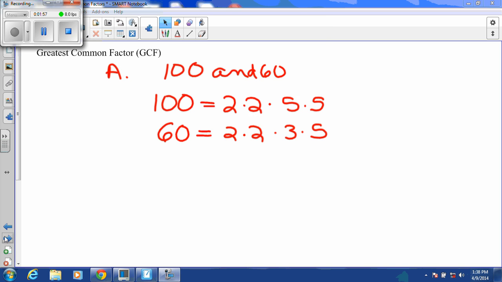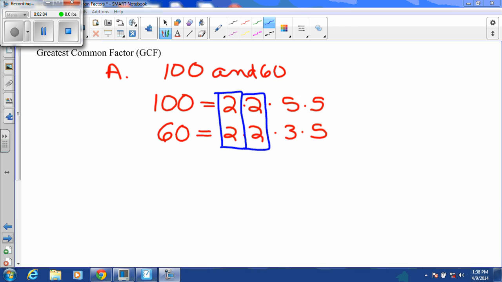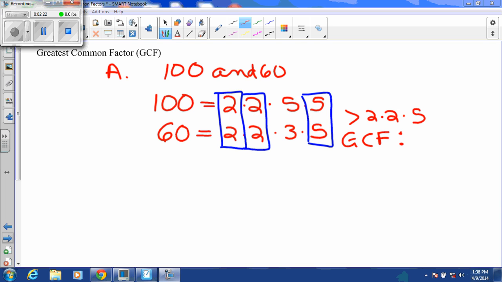I can find the greatest common factor in a visual way by drawing a rectangle around my pairs of factors that I have in common. I see that I have the following factors in common: a 2, another 2, and a 5. Therefore, the GCF of 60 and 100 is 2 times 2 times 5, or 20.